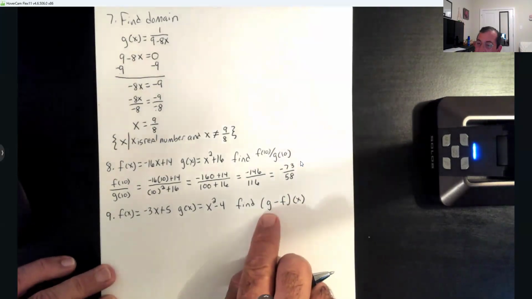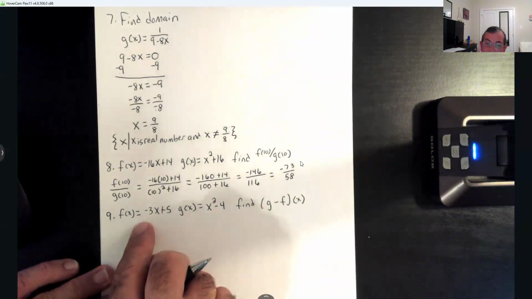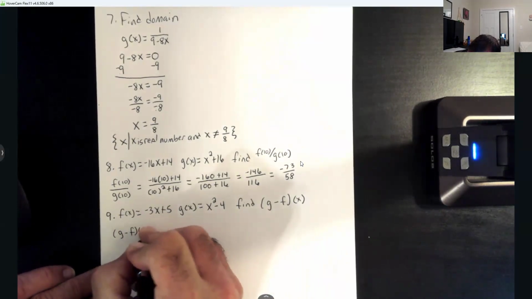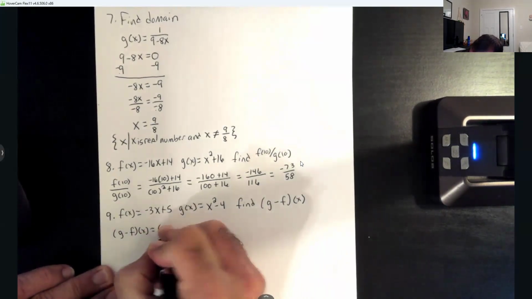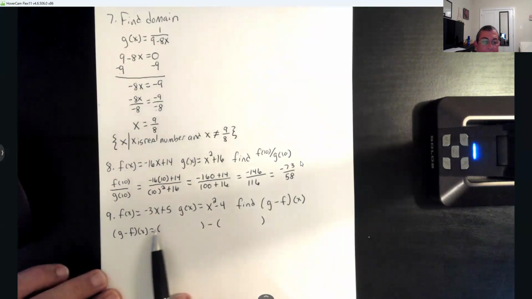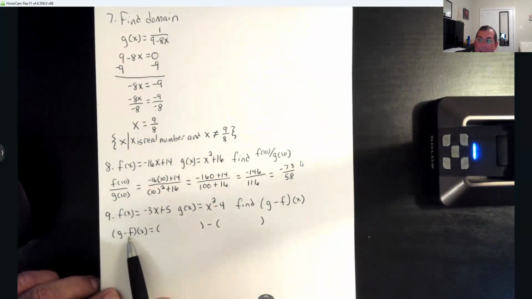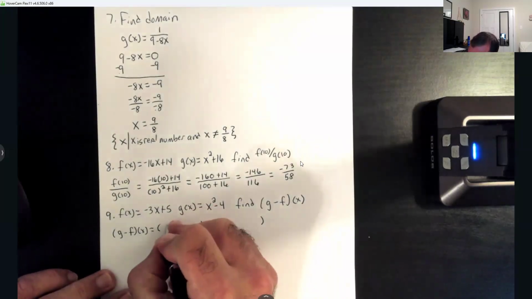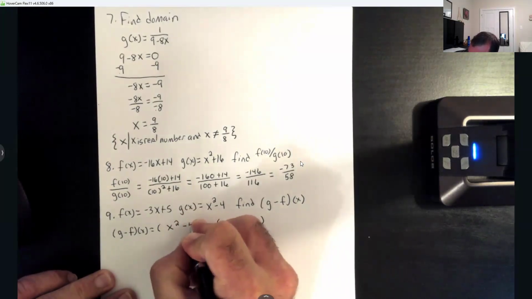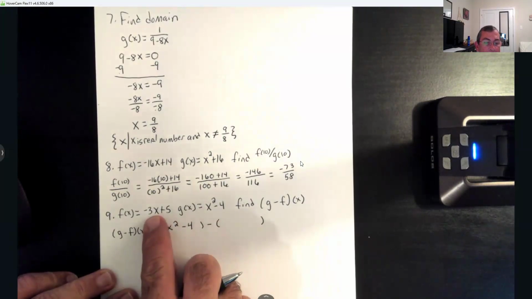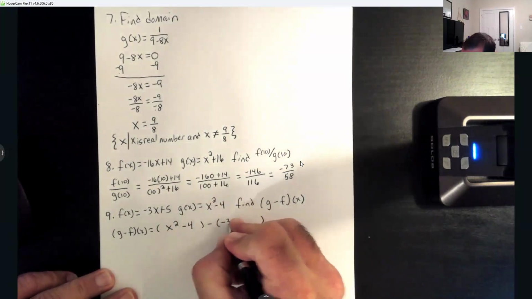So y'all, here we go. This is going to be the g function minus the f function. So g minus f of x will equal my g minus my f. So make sure you got the order right. They want the g first minus the f. So the g is x squared minus 4. And you want to put these in parentheses when you first start, okay? Now, f will go here. That's a negative 3x plus 5.